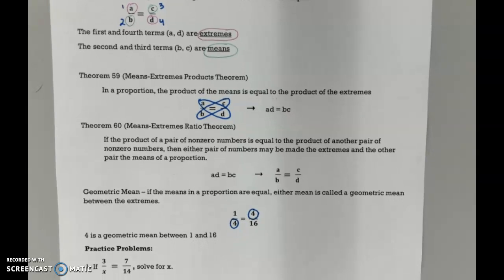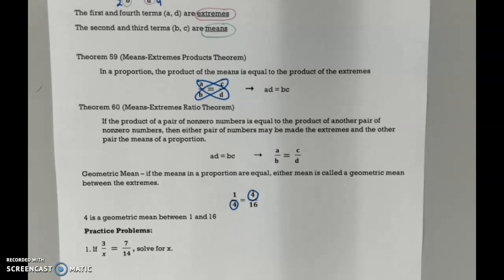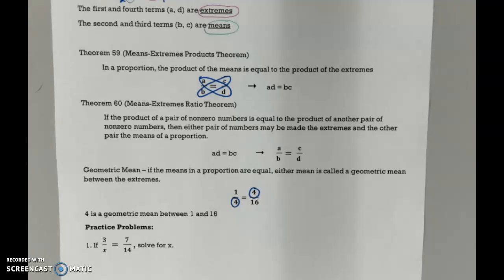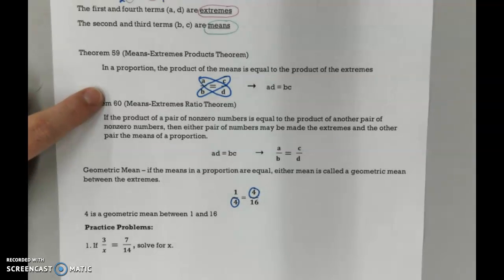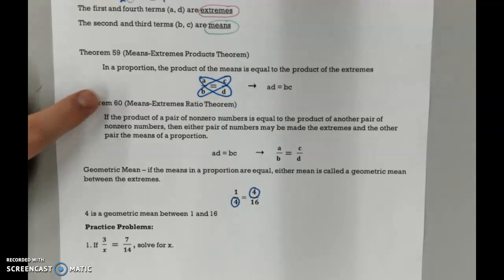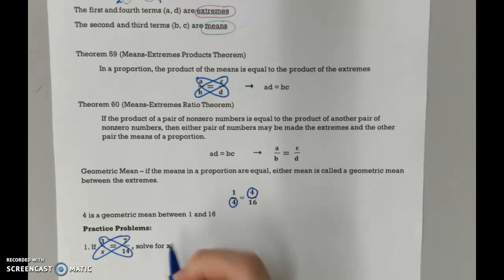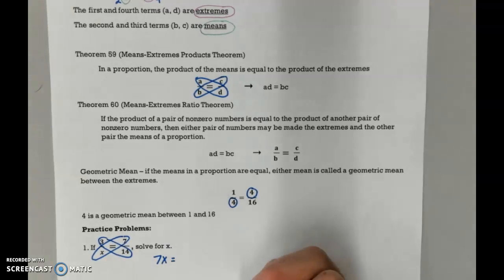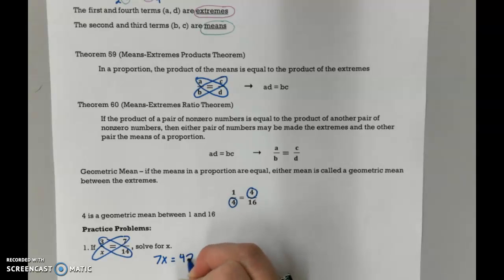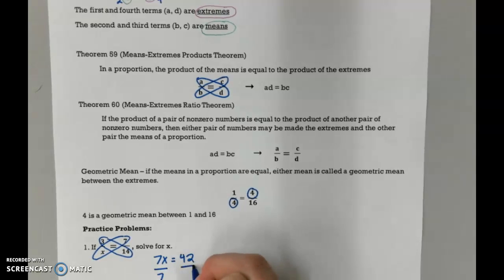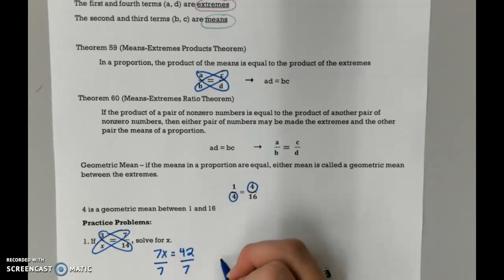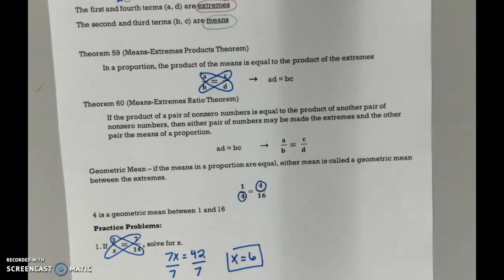All right, let's do two quick practice problems. In this first one, if 3 over x is equal to 7 over 14, we want to solve for x. We're going to use that theorem we talked about at the beginning, that we can rewrite the products of the means equal to the products of our extremes, or cross multiplying. So 7x is equivalent to 3 times 14, which is 42. I can divide by 7 on both sides, and I get that x is equal to 6. That's something you should be pretty familiar with.